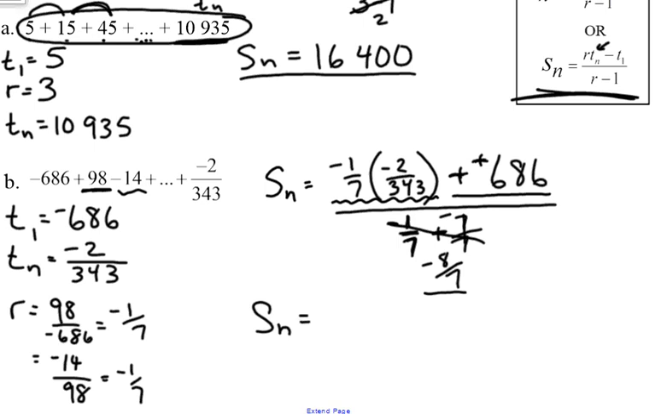So the sum of this is negative 205,886 over 343. Using the formulas properly, understanding the values that are given in the question, and calculator work. It's all important.